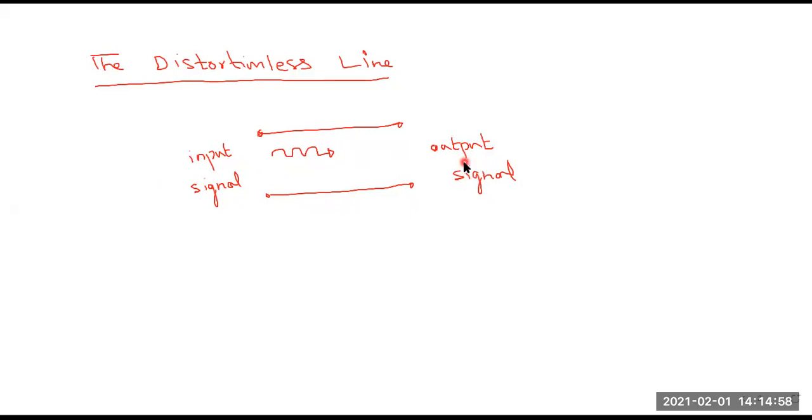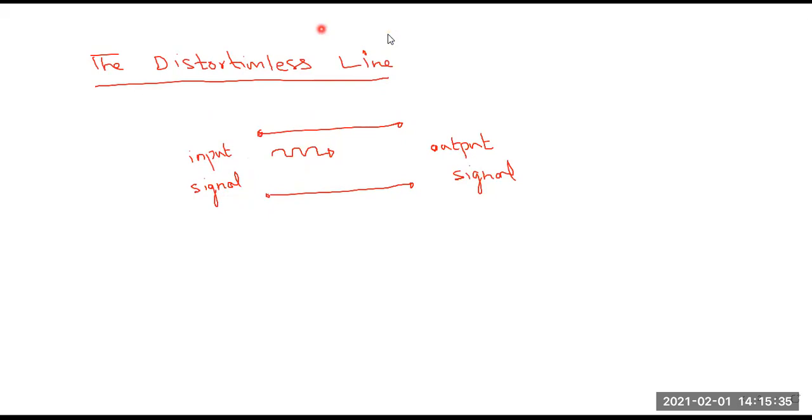But that can only happen if this transmission line is distortionless. If it is not a distortionless line, then the output signal will be different from the input signal, or we will say that this transmission line has distorted the input signal. Now, why will any line distort the signal? Why may the output signal not be the same as the input signal? What is the underlying concept behind distortion?